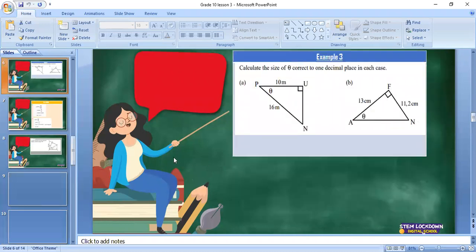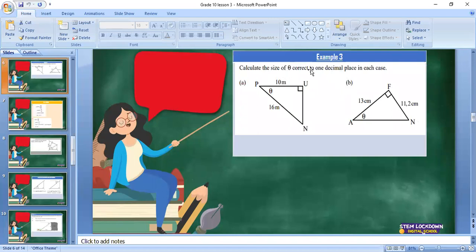Now, example 3. Calculate the size of angle, correct to one decimal place in each case. So there are two questions here, question A and question B. You must find angle theta here, and then here you must also find angle theta. All right, so let's start with A now. We need to find angle theta.